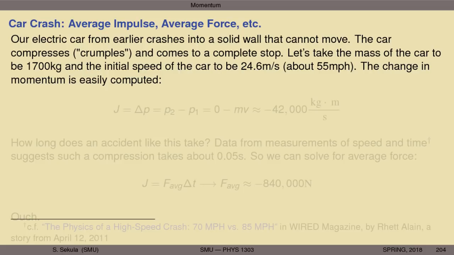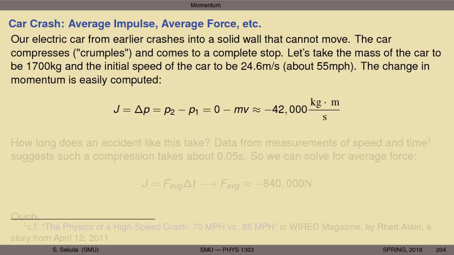So we'll take the mass of the car again to be 1,700 kilograms and the initial speed of the car to be 55 miles an hour, 24.6 meters per second. The change in momentum is easily computed. The impulse, which is the change in momentum, is the later momentum minus the earlier momentum. So we're considering the later time to be just after the crash when the car has stopped, and the earlier to be the momentum of the car just before it strikes the barrier. So we have no momentum at the end and momentum mv at the beginning. And so we wind up with a negative change in momentum, a decline in the momentum of the vehicle. This makes sense. So all the momentum we had earlier, 42,000 kilogram meters per second, is now depleted from the car during this change. It comes to rest after the accident.